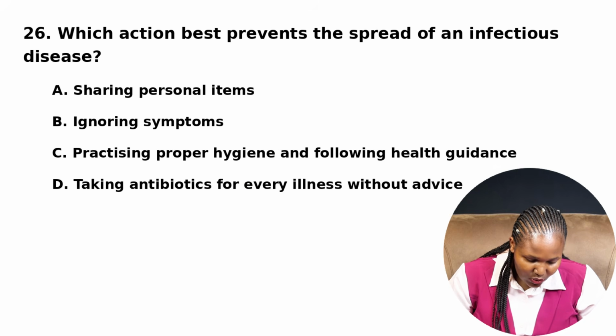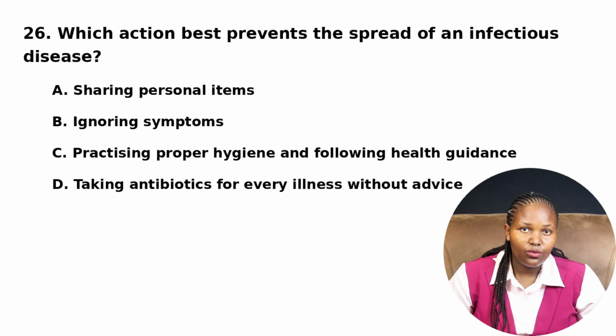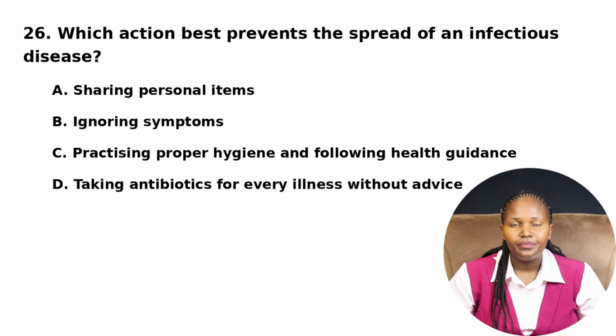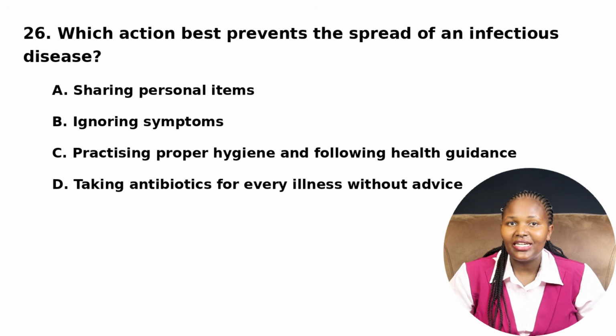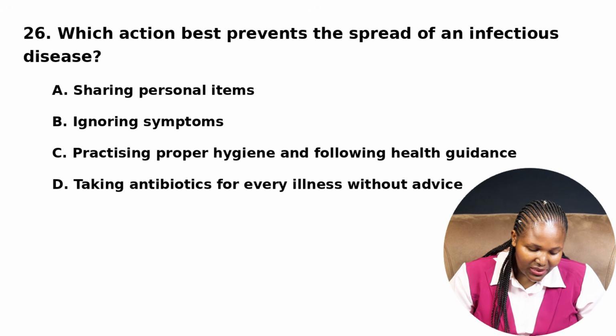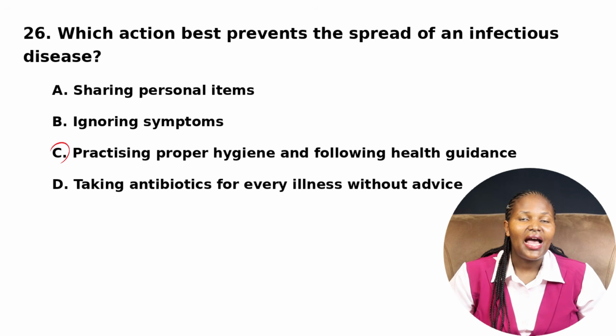Question 26. Which action best prevents the spread of an infectious disease? So here we are going to look at one option at a time and say whether it is correct or not. A, sharing personal items. Remember that sharing can transfer pathogens, so that is not correct. B, ignoring symptoms. Now, early responsible action is very important because it is going to limit the spread of that disease. And then C, practicing proper hygiene and following health guidance. That is correct because hygiene, vaccination where necessary, and health guidance will help to reduce transmission.